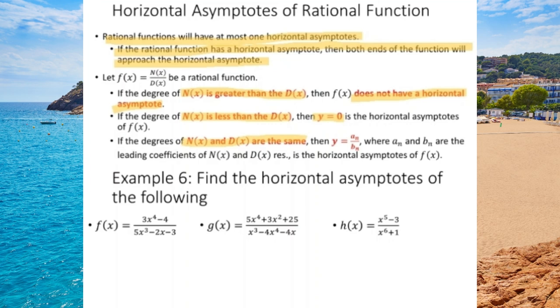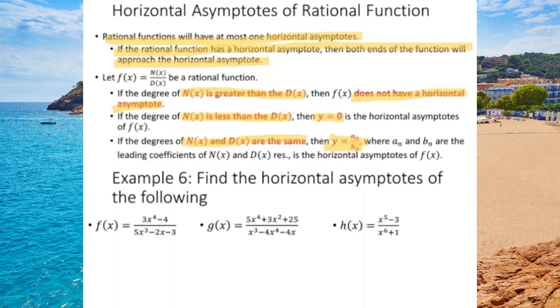If our numerator and denominator have the same degree, then our horizontal asymptote will be y equals a of n over b of n, where a of n and b of n are the leading coefficients of our numerator and denominator, respectively. And this is because both our numerator and denominator are growing at the same rate. So they have this stabilizing effect where they get closer and closer to the ratio of their leading coefficients.